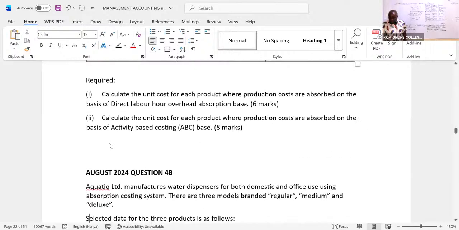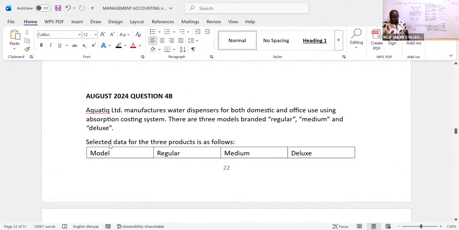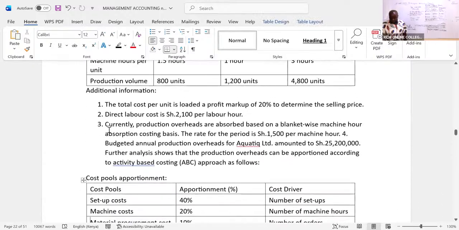So the homework I'm giving you is August 2024, question number 4. The question of Aquatic. Please finish doing that question, and then ensure that you are posting your answer on WhatsApp.